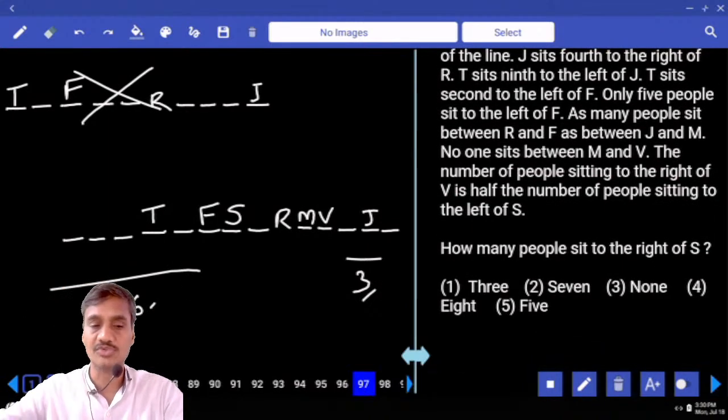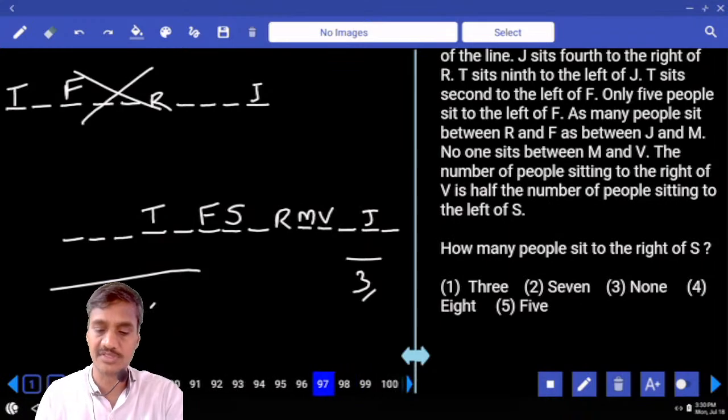How many people sit to the right of S? To the right of S there are 1, 2, 3, 4, 5, 6, 7. 7, that is the choice for question number 97.